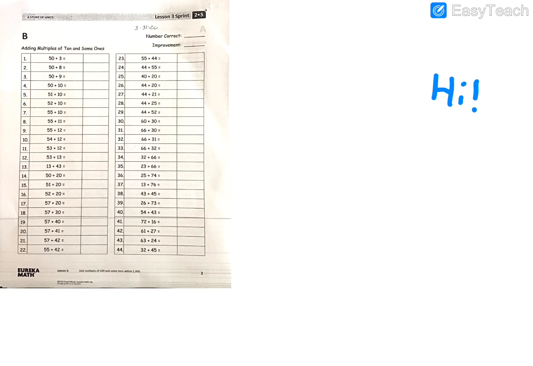I'd like for you to go ahead and open up your packet to this page right here, the Lesson 3 Sprint. I want you to make sure that you have a pencil and you have a phone or a timer that you can use to do your work today. If you need to pause the video, go ahead and do that and get your materials ready. Once you have your materials ready, we're going to do the sprint just like we did yesterday.